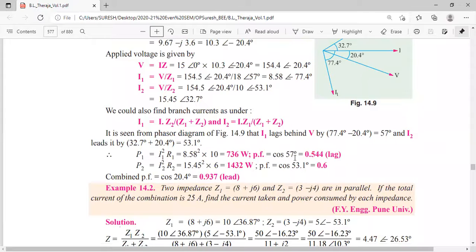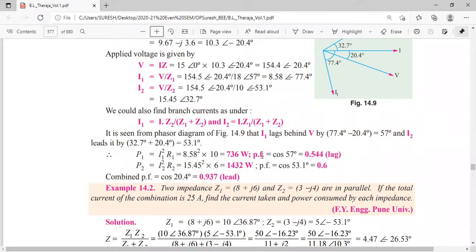See the power P1. They got 736 watts, but we got 777 because the current we had taken, I1, is 8.82. They had taken 8.58. That's why the difference is coming. And P2 is I2 square into R2. We got 1432. They have got this one.